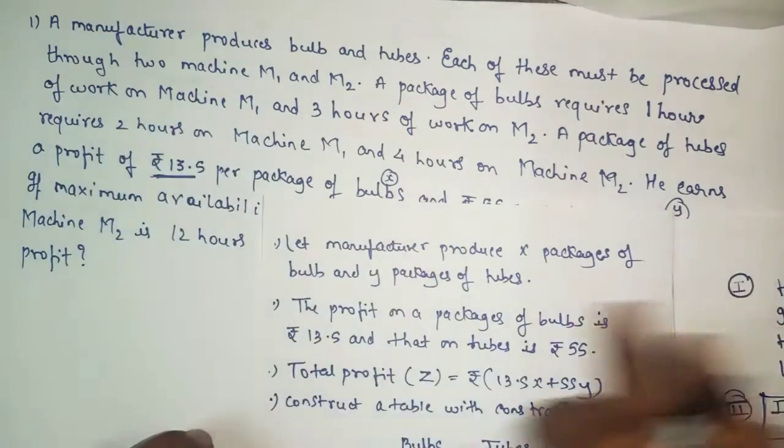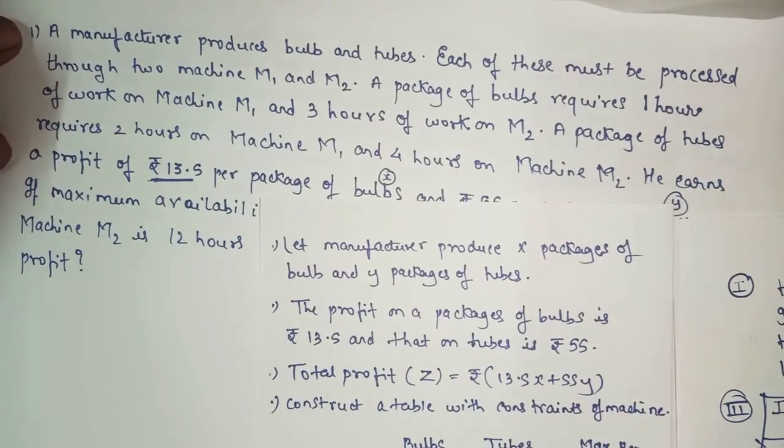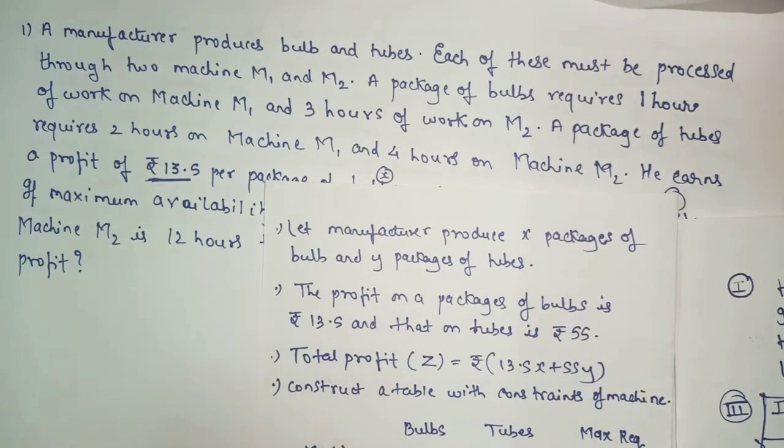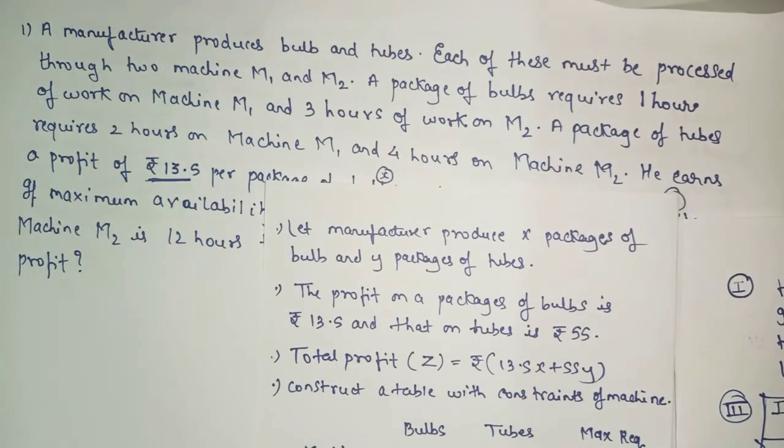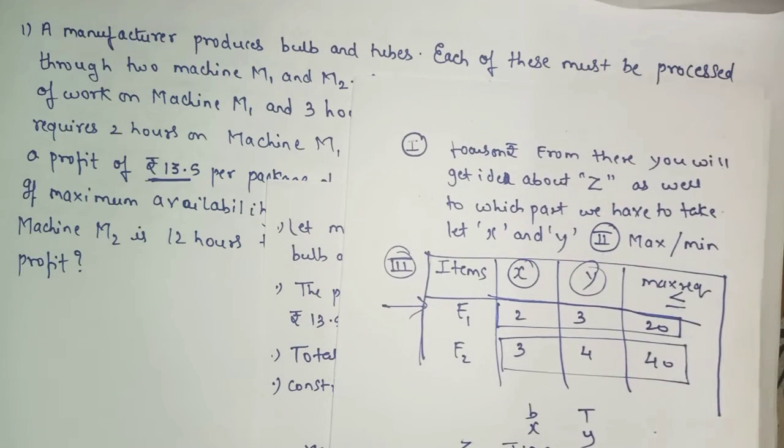So no need of reading each and every sentence to get the idea of which part we have to consider x and y. This technique is only for these types of sums, not for speed, distance and time. Remember this, okay? For speed, distance and time, the technique is a little different.